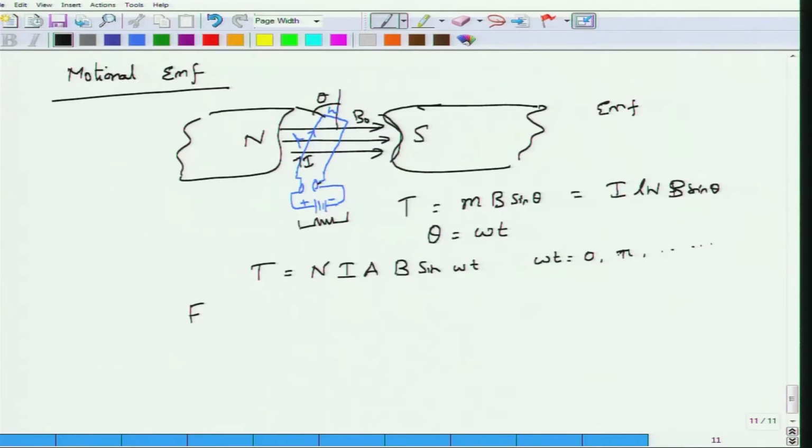Now, to understand what the motional EMF is, or to develop an expression for the motional EMF, let us go back to the magnetic force acting on the charges, right.